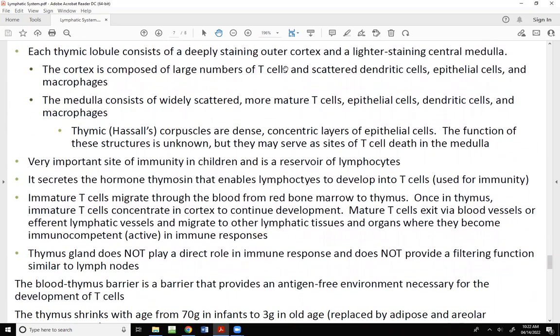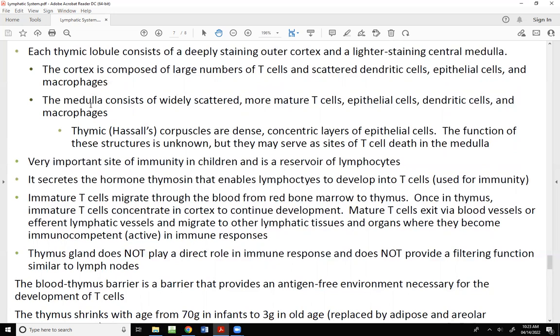Each thymic lobule consists of a deeply staining outer cortex and a lighter staining central medulla. You have a cortex closer to the surface, which makes sense, and a medulla that's deeper. We know those words by now. I introduced them in the very first lecture of the semester.